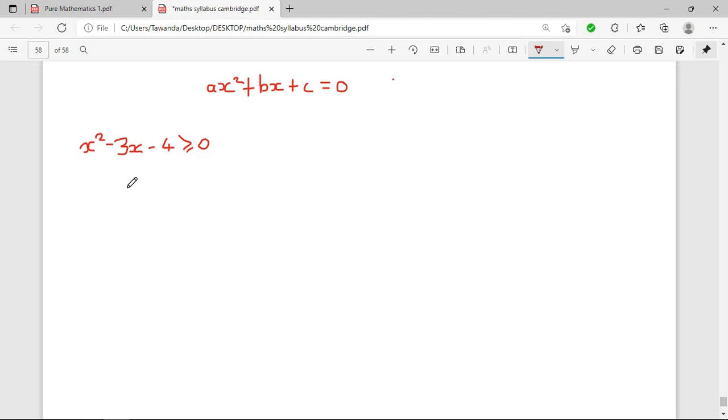So the next step you need to do is to find the critical values. Or before you find the critical values, you can factorize this expression. I think you are now able to factorize. Here we have x squared, which comes from x times x. Here minus 3x is our sum, and 4 is the product.